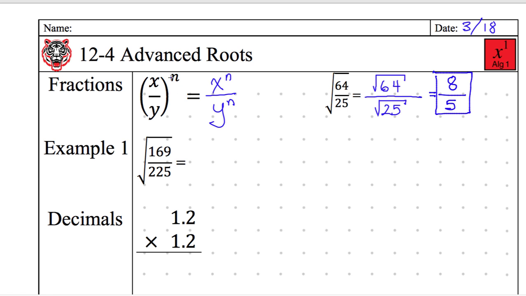So very similar to this rule where I distribute the power, I'm distributing the square root to the top and the bottom. All right, let's see a quiet raised hand. Who can use our chart up here, or hopefully your memory, to tell me what is the square root of this fraction, this rational expression, 169 divided by 225?